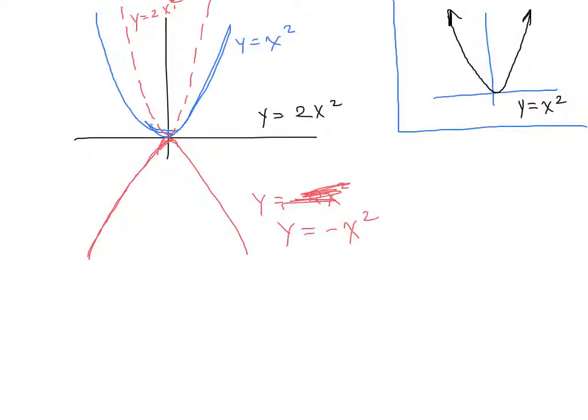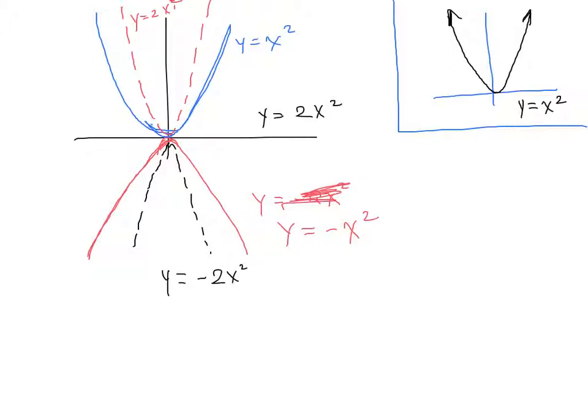Now, similar idea down here. If I flip that graph, it gets narrower and negative. So that's the graph of y equals negative 2x squared.